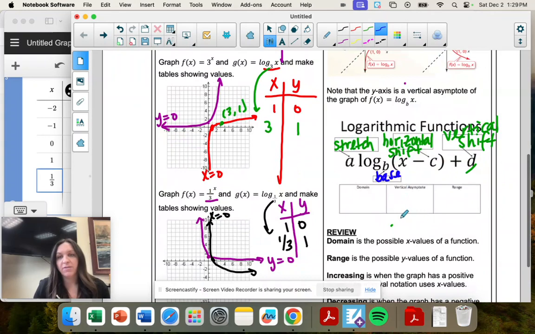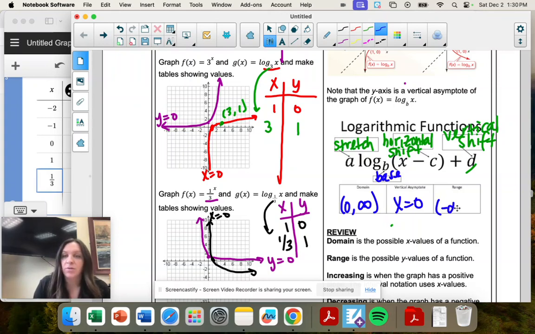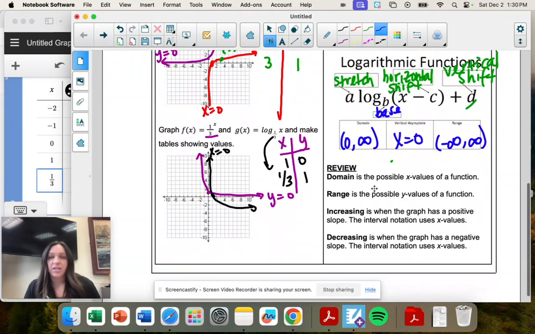So whenever we have a log function, our asymptote is at x equals 0. Unless there's a horizontal shift, it's going to change. But our domain starts at that asymptote and goes out to infinity. And then our y values are never affected in a log function. They can be any value. So negative infinity to infinity. So you're going to have to identify domain and range, and then it's just going to ask you if a graph is increasing or decreasing on some of these.